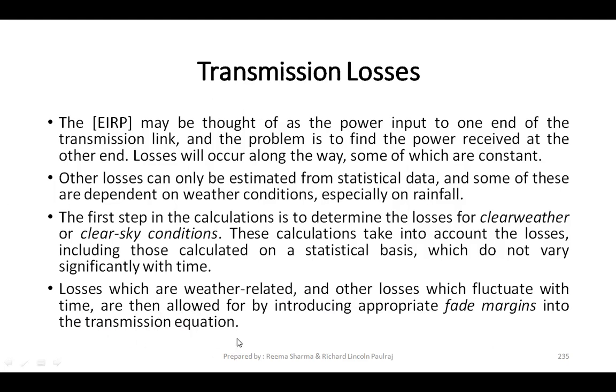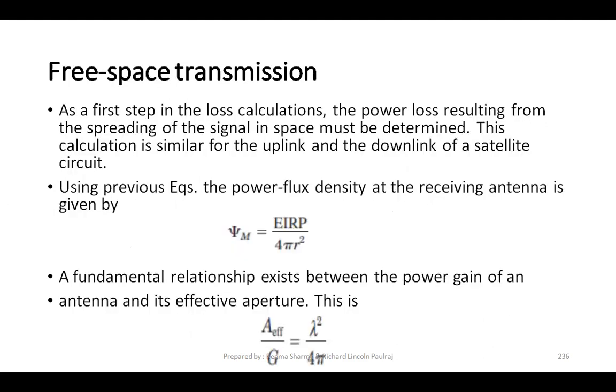So what is a fade margin? It is the amount of fading of a signal that is permissible. Which means even if it fades to a certain extent, it should be fine. Even though it's a degraded signal, it should be fine. So we try to define fade margins. Our communication signal should be greater than these losses. Then we look into the free space transmission.